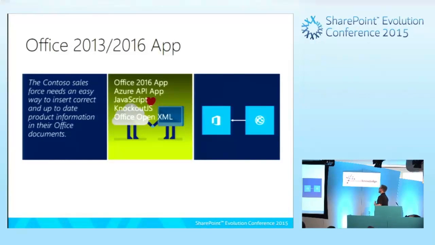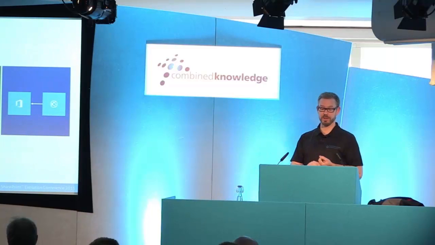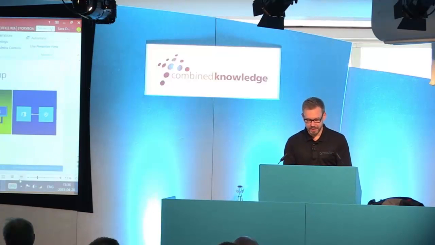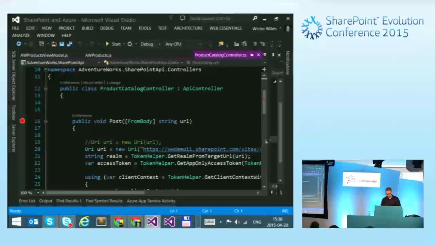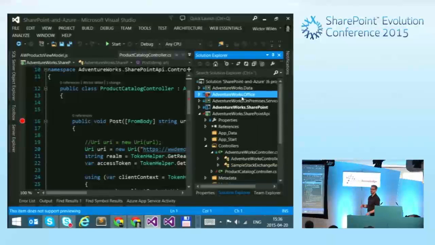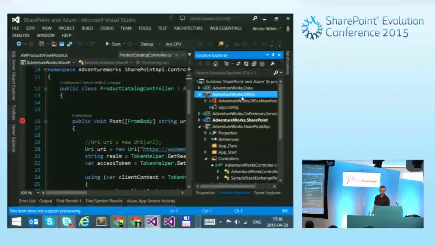So of course we can leverage our data as an Office app as well, or Office add-in. And I use the same Azure API app. I basically use the same JavaScript and the same knockout view models. And I use Office OpenXML to create good data. Here's a tip for you. When you create an Office application, it does exactly the same as with the SharePoint provider hosted application. It creates an Office app project and a web app project as well.